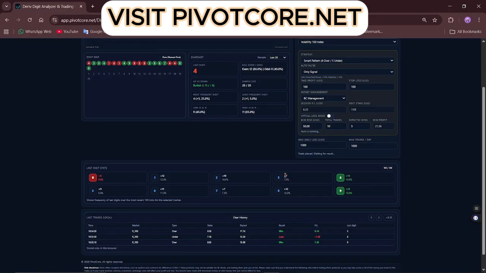We are reaching our 10 trade limit now, and as you can see, the accuracy is impressive. We've hit our target. Out of 10 trades, we secured 5 solid wins, just as planned. This proves that with a solid platform like PivotCore.net, you don't need to be a market expert to start seeing results.